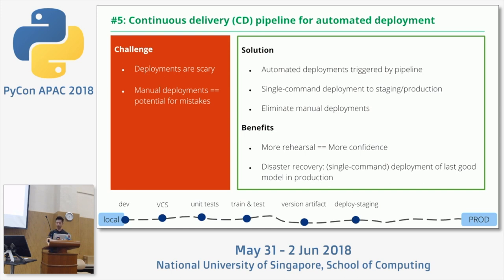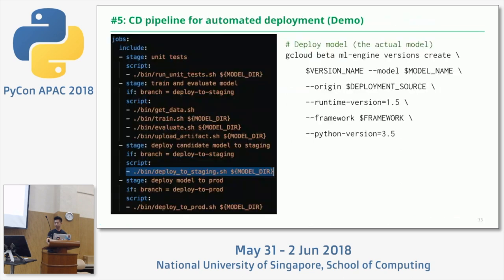Okay, we can see a diagram of this one. And you can do this on any tool, we've chosen Travis CI. This bit is a unit test, after it passed, okay, train the model, evaluate it. So just a shell script to get data, train, evaluate, and then upload this artifact. And deploy to staging is simply one shell script. Essentially, we're using ML Engine, which makes this quite easy. ML Engine versions create. So you create this model, you say what artifact to use, and yeah, we're using scikit-learn as a framework. And this thing is deployed, right?